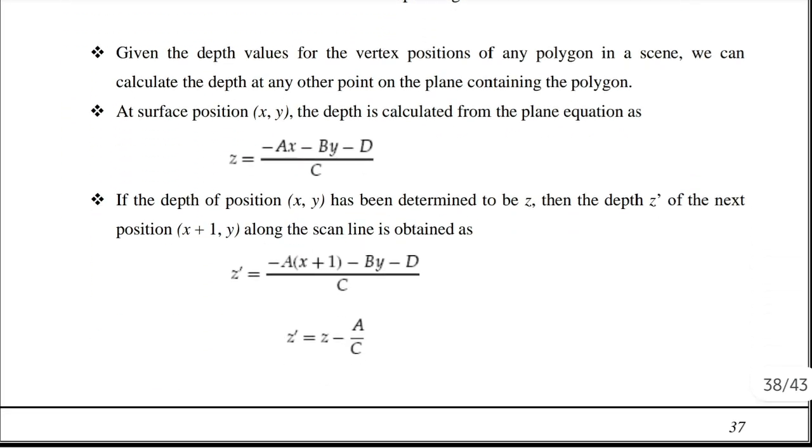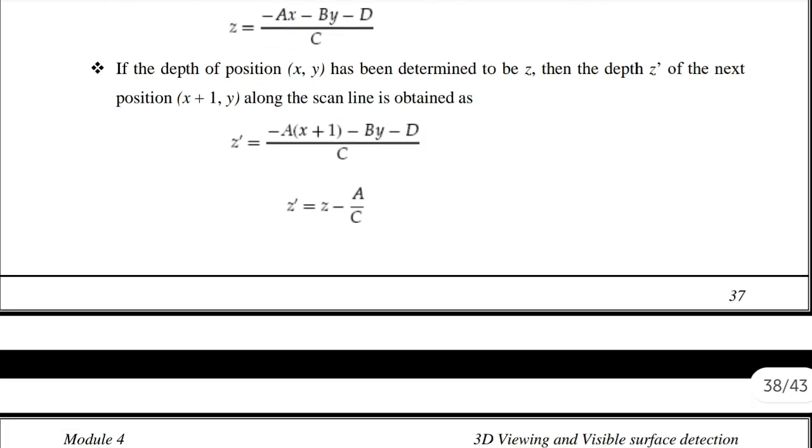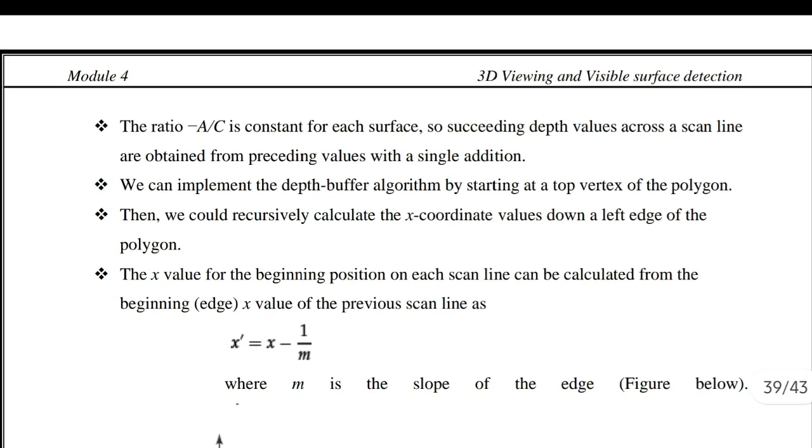So this is the formula by which we will be calculating the depth at the surface, at the position x, y. Okay, make sure you memorize this formula. This you can't skip. Other things which I told you, matrix values and all, you might skip, but this is very important. This is a part of the algorithm, so you should not skip this one. Otherwise the marks will be cut.